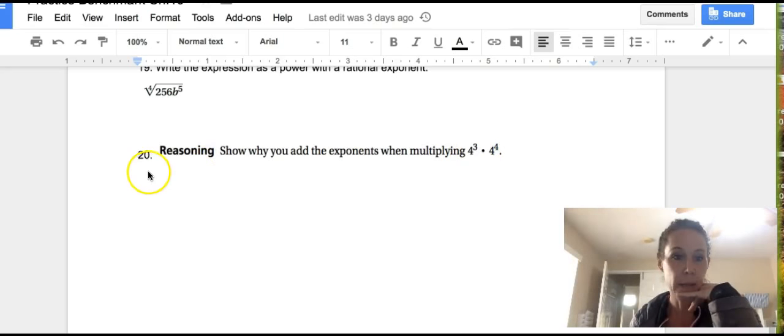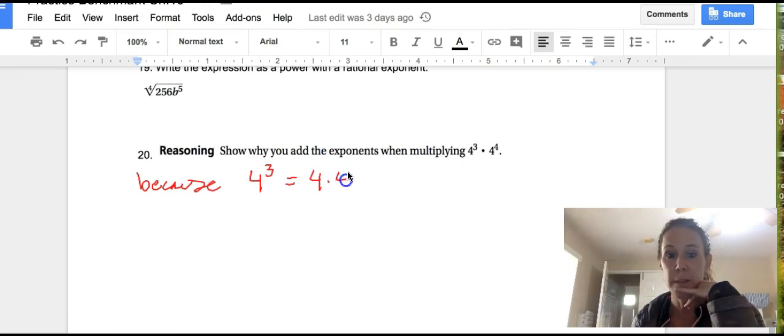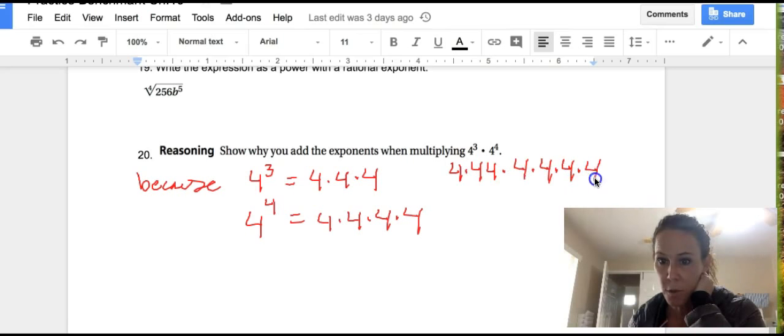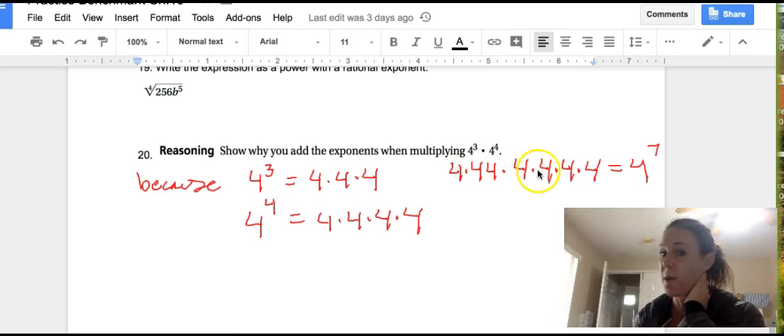I need a pen, because you would say something like this. 4 cubed means 4 times 4 times 4. And 4 to the 4th means 4 times 4 times 4 times 4. And when you have the same base, you add exponents, because this would be 4 times 4 times 4 times 4 times 4 times 4 times 4. And that would equal 4 to the 7th. So I would like to see this written out so I know that you know what this means.